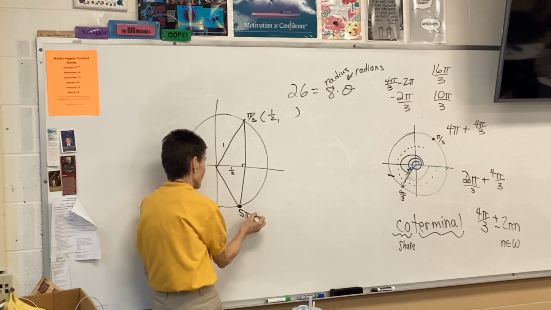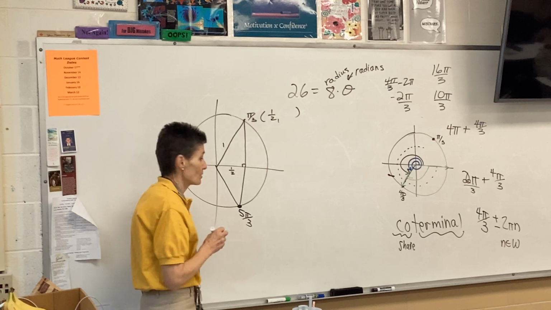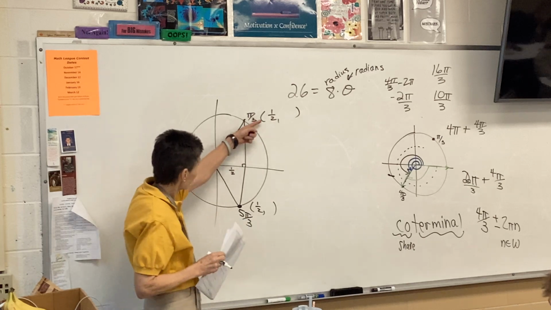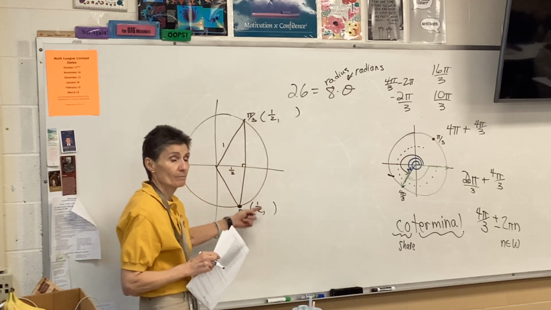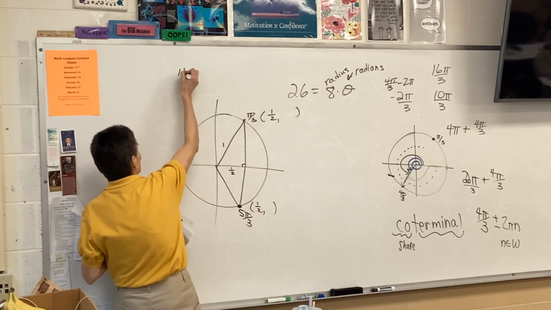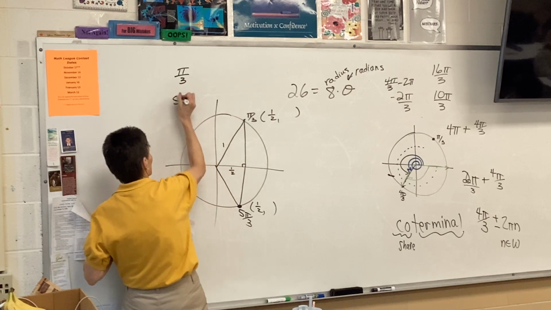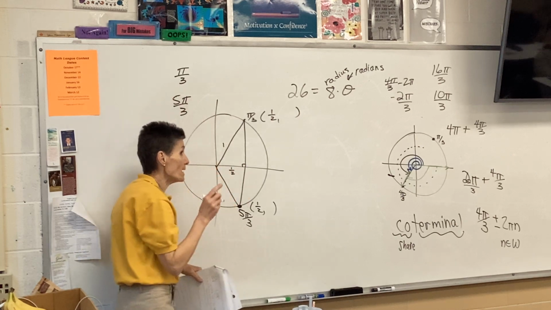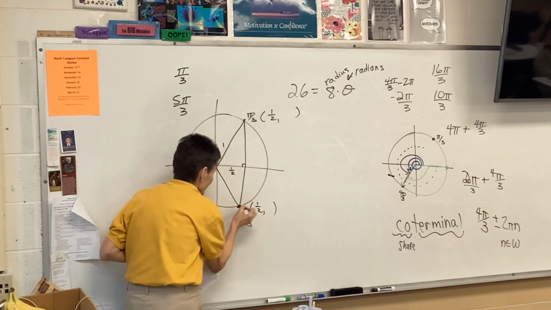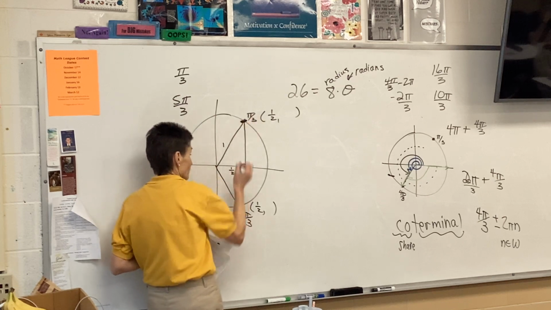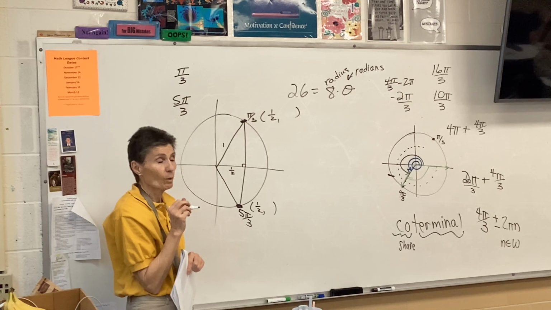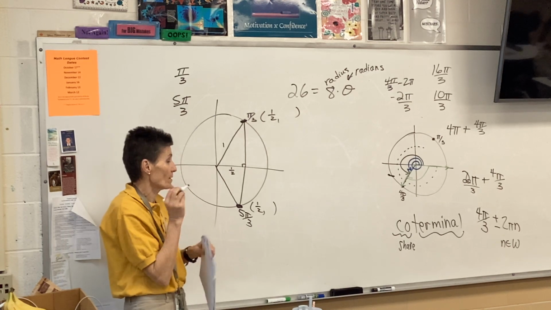5 pi over 3. Beautiful. So that point right there has an x that's 1/2. That x is going to match that x. Now, so far we've got pi over 3 and we have 5 pi over 3. Are there any other angles that would be graphed at that same point or this point? We just talked about it. What are some other angles that would be graphed in one of those two places?